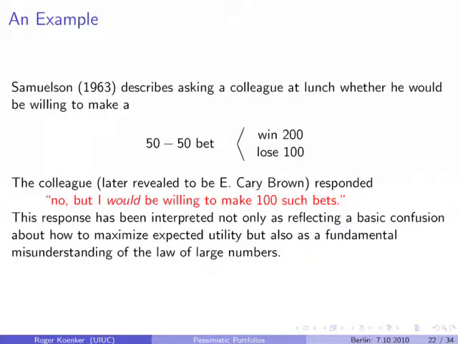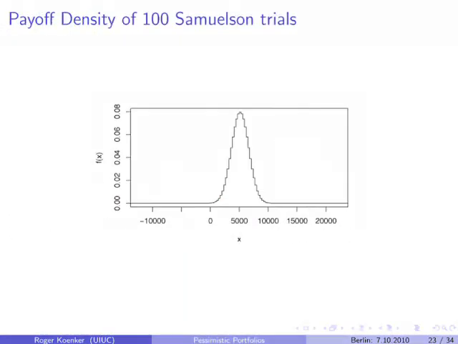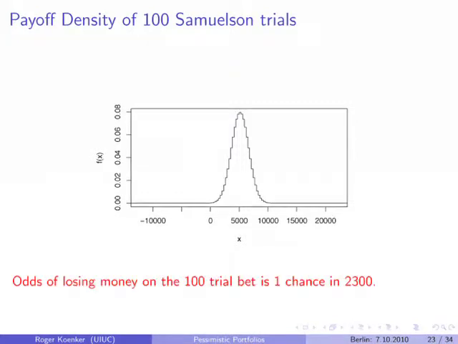I'm claiming that this is a fundamental misunderstanding of the law of large numbers. That may be a little bit rhetorically over-indulgent on my part, but here's the density, so to speak, of the payoff of 100 of these bets. It's got a center at winning $5,000, and it's got a really small probability of losing anything at all. So the odds of losing money on the full thing is 1 chance in 2,300. So how could you not take 100 of these bets?